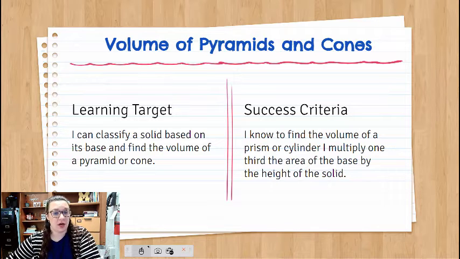Today we're going to continue talking about volume and surface area, with volume of pyramids and cones. Our learning target for today is that you can classify a solid based on its base and find the volume of a pyramid or cone. You'll know you're successful when you can find the volume by doing 1/3 of the area of the base times the height of the prism.